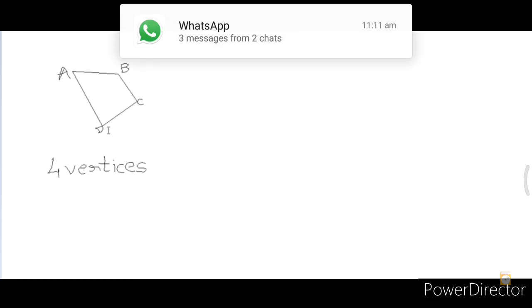We will name this quadrilateral A, B, C, and D. Every quadrilateral has 4 vertices. Vertices of a quadrilateral are its corners. So here, in this quadrilateral, its vertices are point A, point B, point C, and point D.